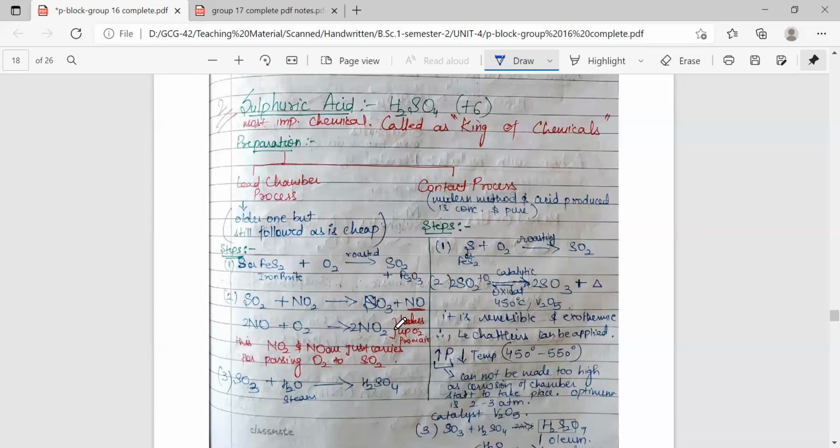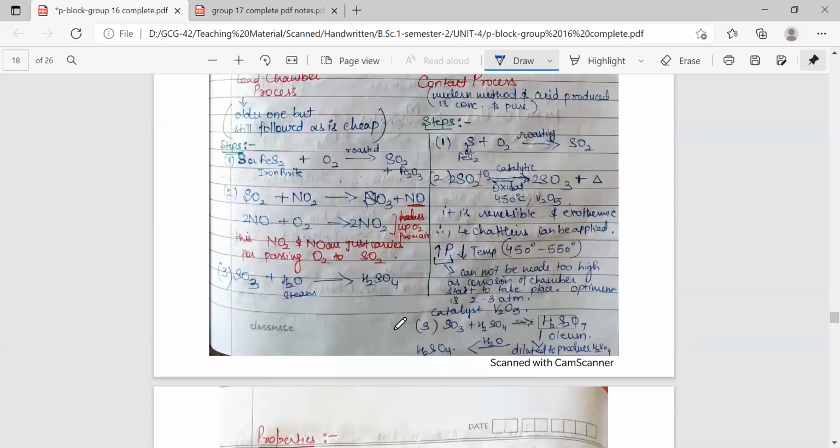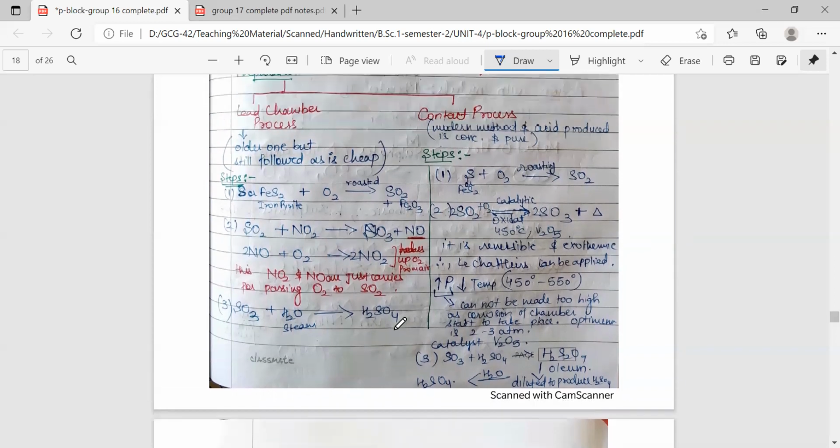Because of this second step, the lead chamber process is cheap in comparison to the contact process. In the third step, as in the second step, we have the generation of SO3. In the lead chamber process, sulfur trioxide reacts with water to produce H2SO4. But in the contact process, sulfur trioxide is made to react with sulfuric acid itself, and we get the formation of oleum, from which, by diluting it with water, H2SO4 is generated. So this is all about the lead chamber process and contact process.